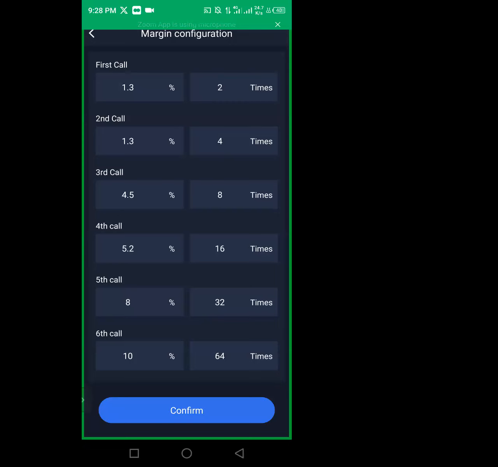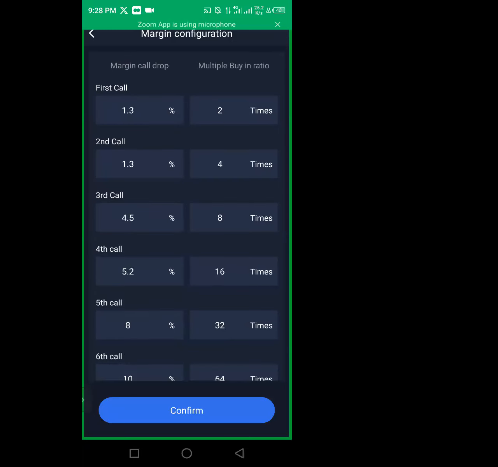So let me explain so you understand what I just said. The first part, the left-hand side of the margin configuration, is talking about the margin call drop. This part here is talking about the prices, when there is a drop in the price of the coin. Remember, margin configuration is all about the downward movement, the reduction in value of a coin. When the coin is going down, that is what the left-hand side of the margin configuration page is all about.